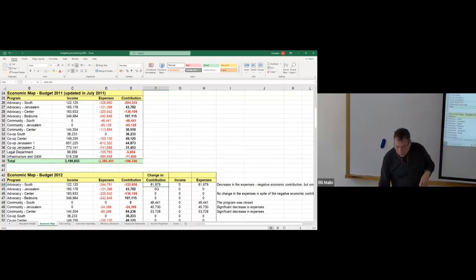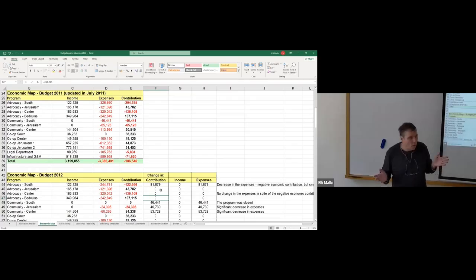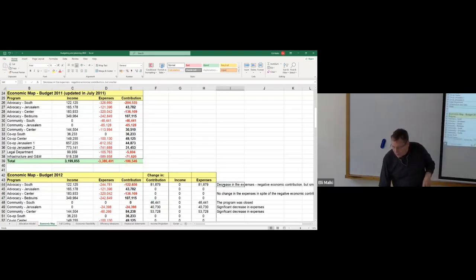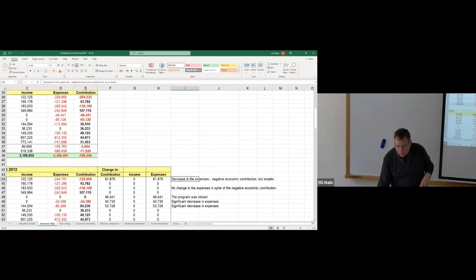So here we can see that there is no change in the expenses. Again, here all the changes are in the expenses because income was assumed from the beginning to be equal between the two scenarios. So what we see here, and here is the verbal description, is that there is a decrease in the expenses. So there is still a negative economic contribution, but it is smaller.